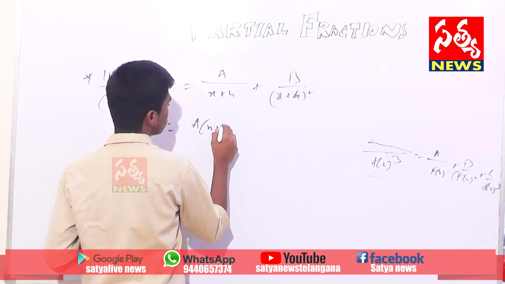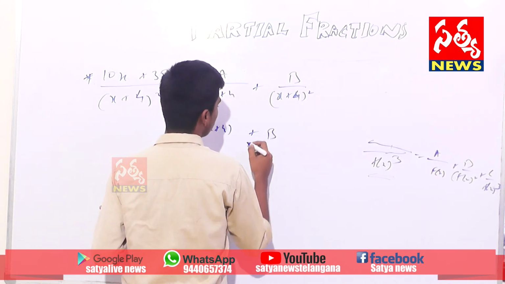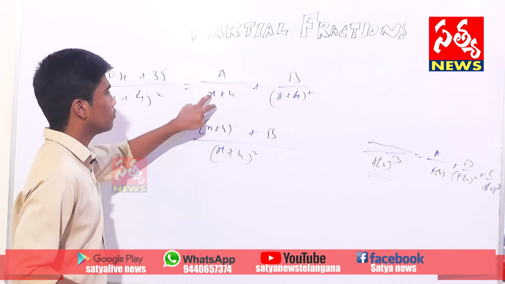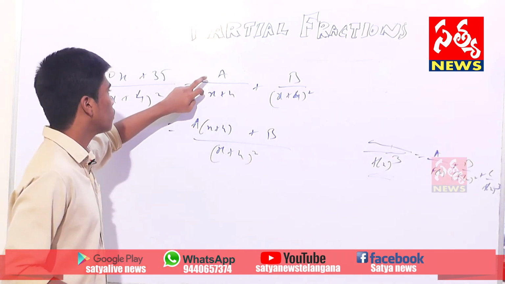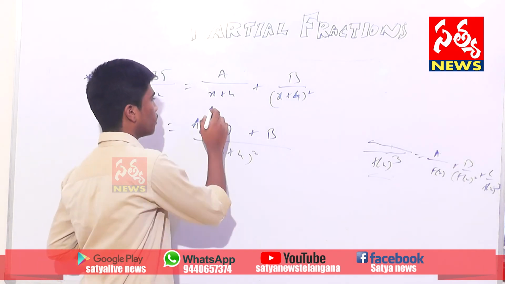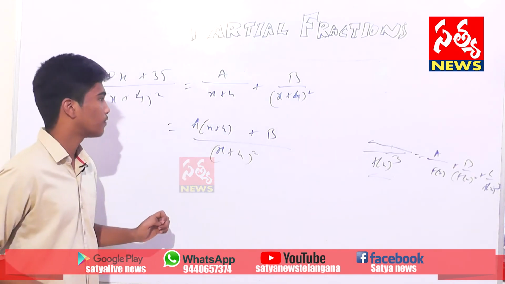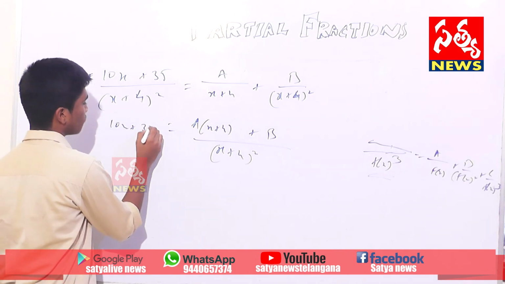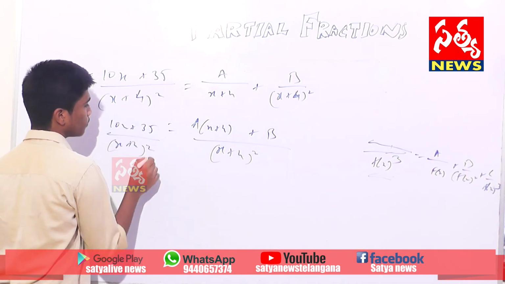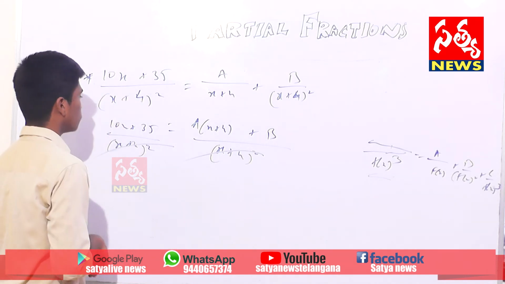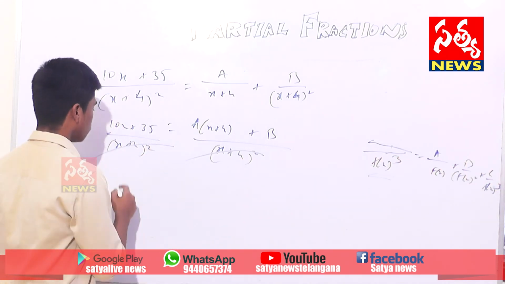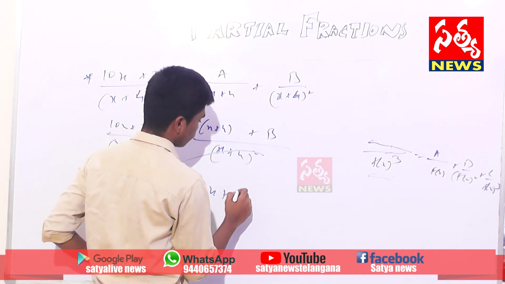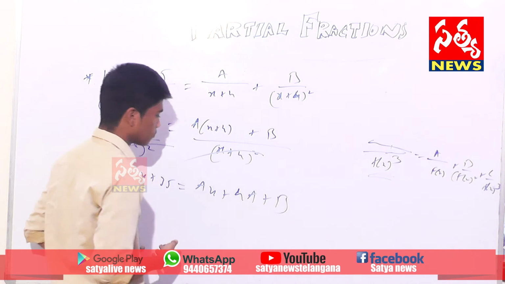A into x plus 4, plus b by x plus 4 whole square. But this is the LCM. I multiplied x plus 4 into x plus 4 in both numerator and denominator so that we get x plus 4 whole square in the denominator. Now 10x plus 35 by x plus 4 whole square. X plus 4 whole square cancels. Equate the numerator. 10x plus 35 is equal to ax plus 4a plus b.